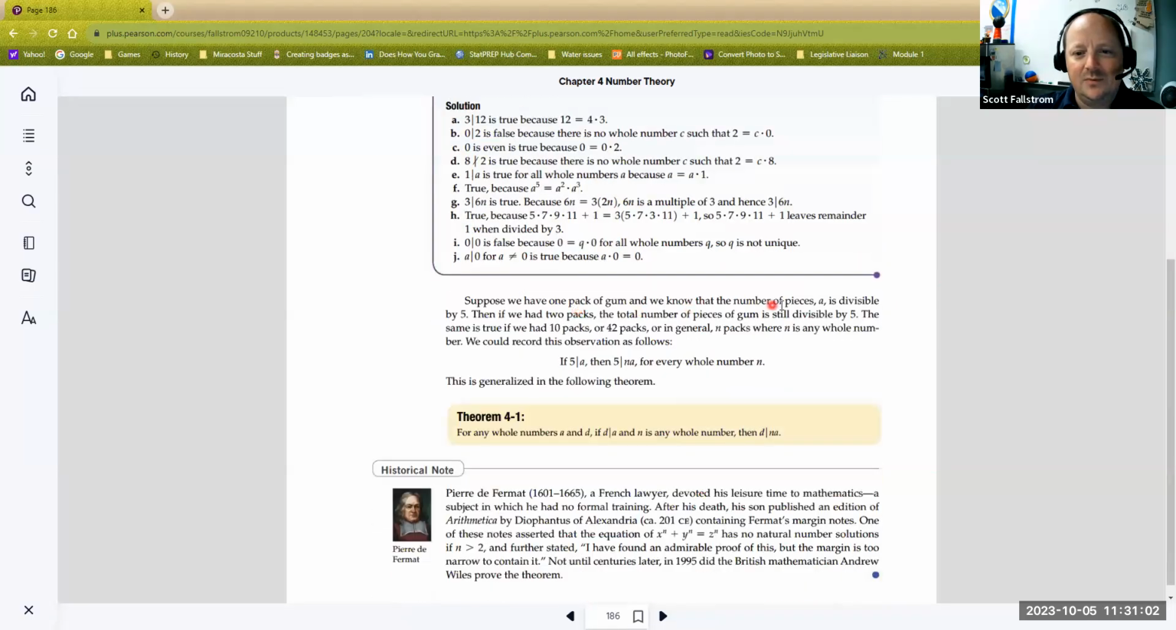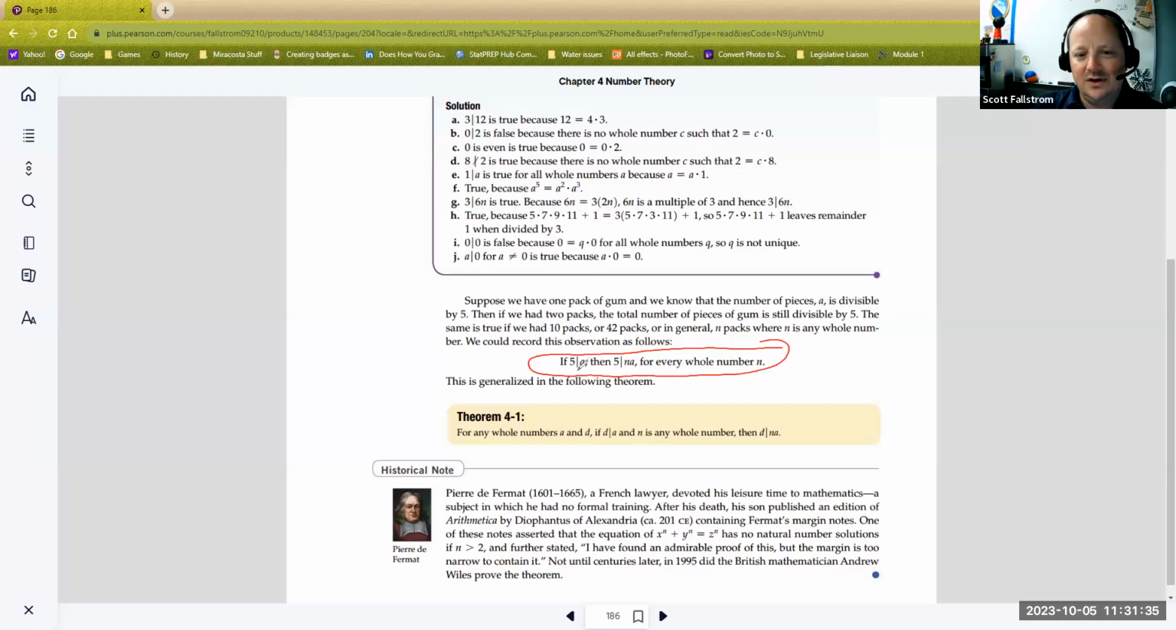Okay, so let's take a look down here. Suppose we have 1 pack of gum. We know the number of pieces, A, is divisible by 5. Now we have 2 packs of gum. The total number of pieces of gum is still divisible by 5. That kind of makes sense because each pack is. And the same is true if we had 10 packs or 42 packs or any number of packs. So n packs, which is kind of that general piece we talked about at the beginning of the term, like with the nth term, we're just now using it as a general number. So this is a very interesting and fun piece.